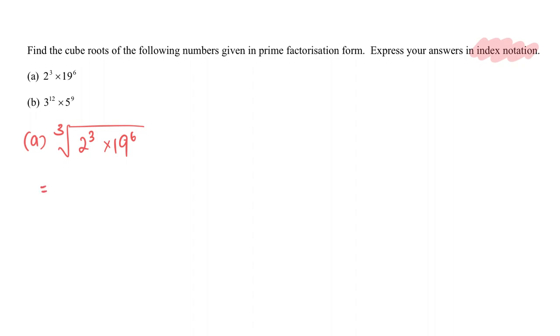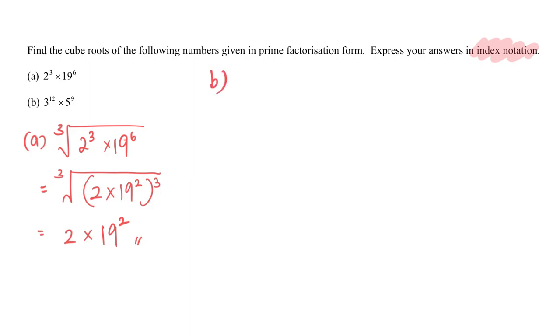Actually, we are trying to break this 2 power 3 times 19 power 6 into 3 groups. Because there are 3, 2 times 2 times 2, and 19 power 2 times 19 power 2 times 19 power 2. 2 plus 2 plus 2 is 6, yes. And so the final answer, the root, will be this. So that's the pattern. If you use this pattern, we can then easily find part B.